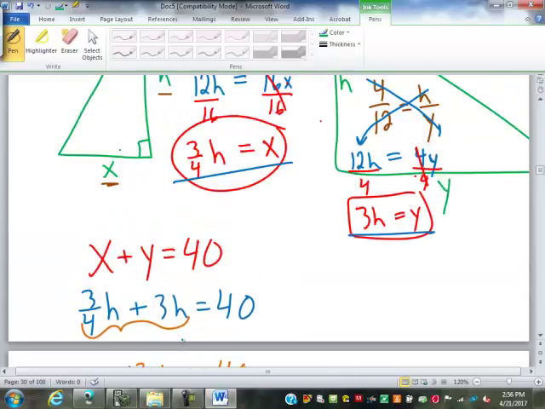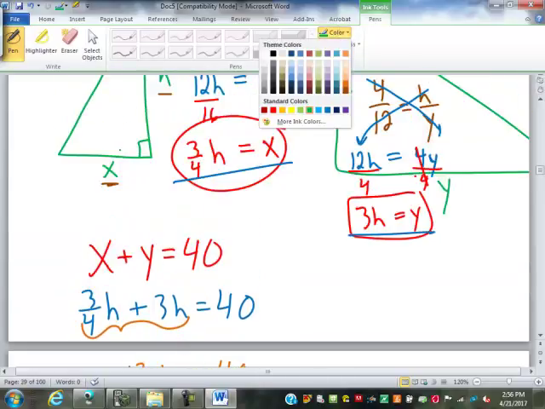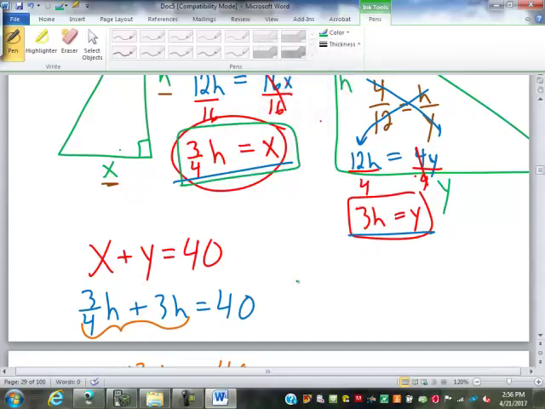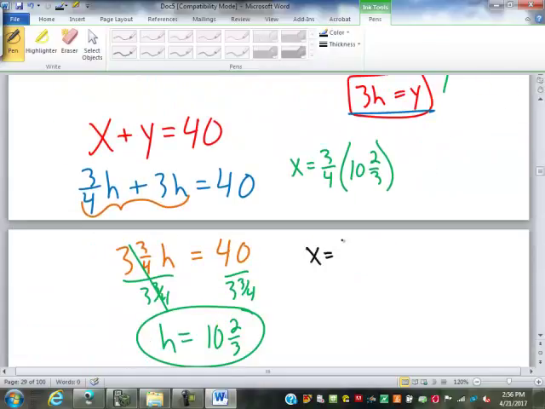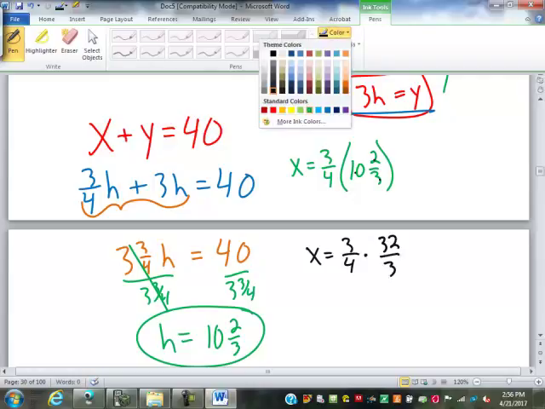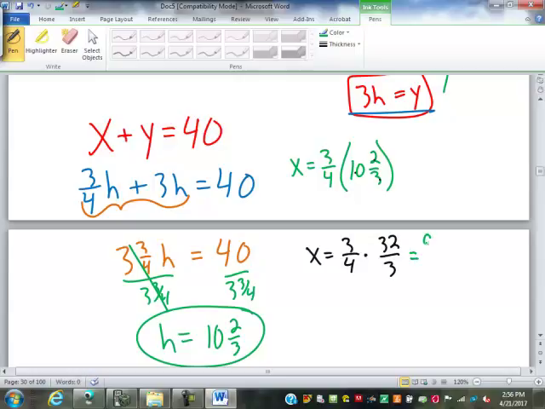So now I can find x and y. x is equal to 3/4 h. So x equals 3/4 times 10 2/3. Well, the 10 2/3 has to become an improper fraction. 10 times 3 is 30, plus 2 is 32 over 3. If I multiply that out, 3 times 32 is 96. 4 times 3 is 12. 96 divided by 12 is 8. So x is 8 feet.